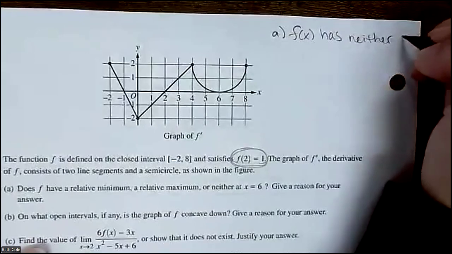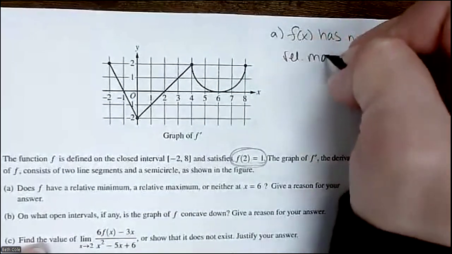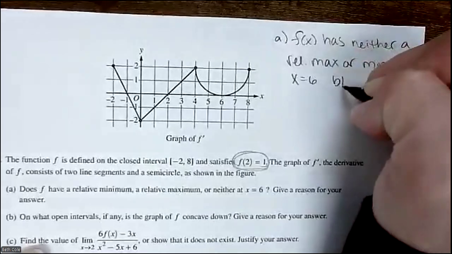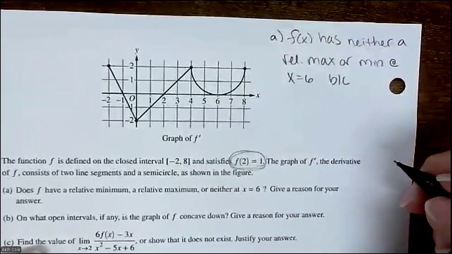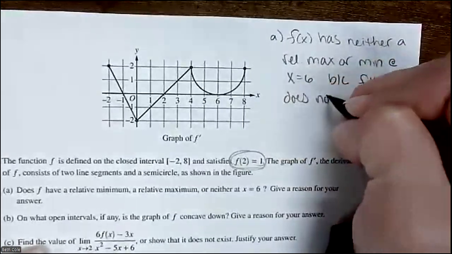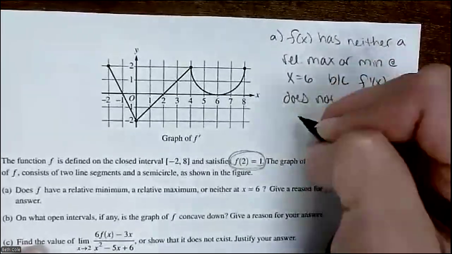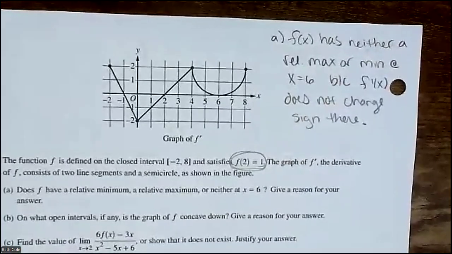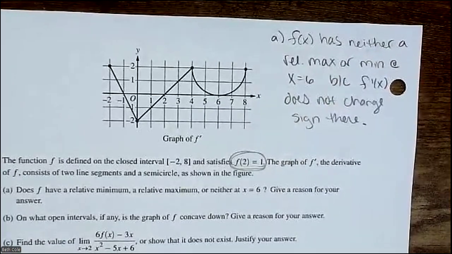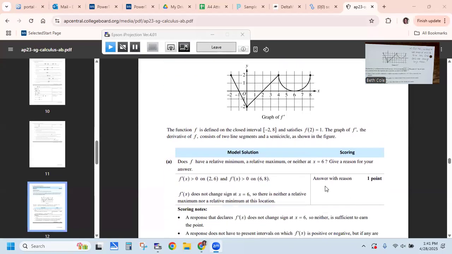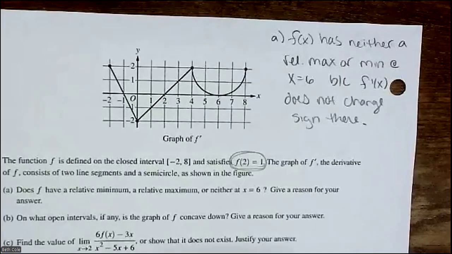There we go. Neither a relative maximum or minimum at x equals 6. Good, because now here's your source you're citing: f prime does not change sign there. I think that might have only been worth 1 point. You all should have got it. Yeah, 1 point. You either got it or you didn't.